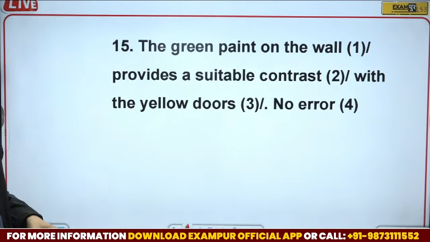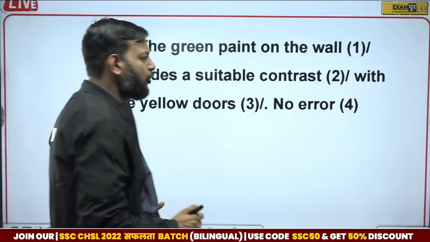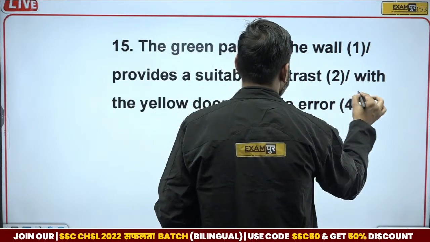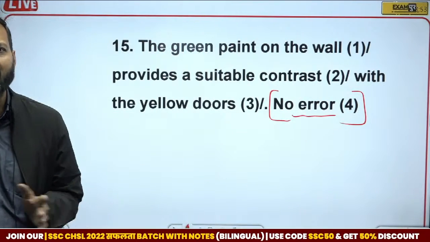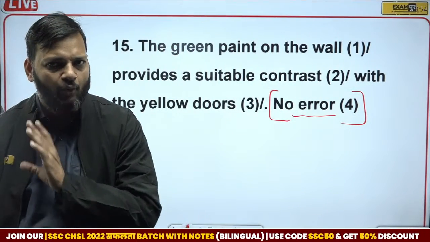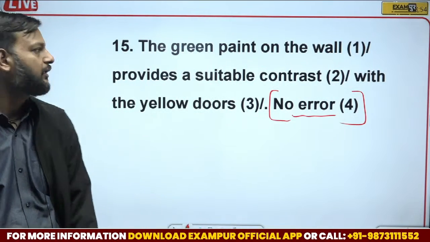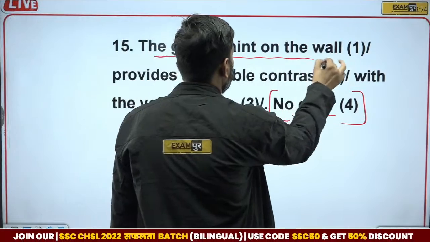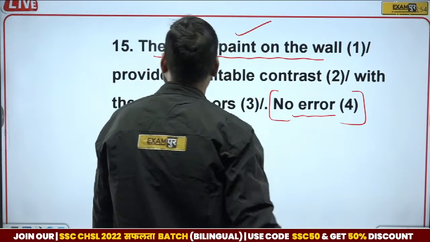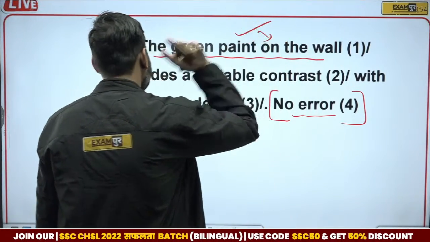See, in this sentence, there is no error at all. This sentence is absolutely correct. There is no error in it. The green paint on the wall, there is no error in the first part. For paint we use on, absolutely correct.